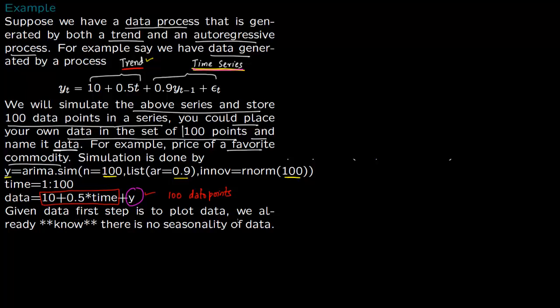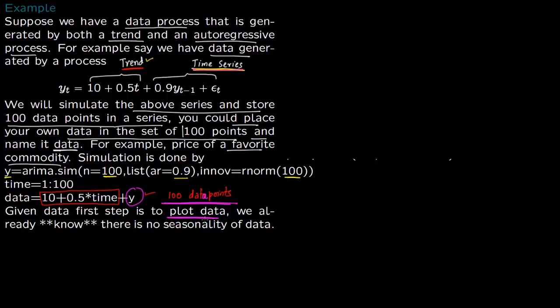So the first step is to plot the data. We want to plot the data and see. So this data I have generated like this, but instead of these 100 points, you could have your own 100 data points. I'm using my 100 data points generated from this process. You could put in your own 100 data points.